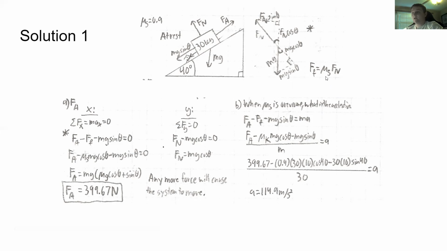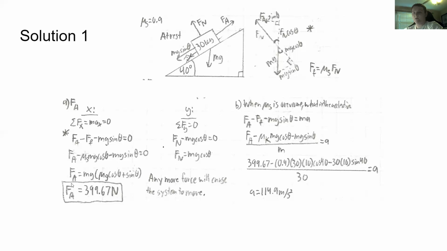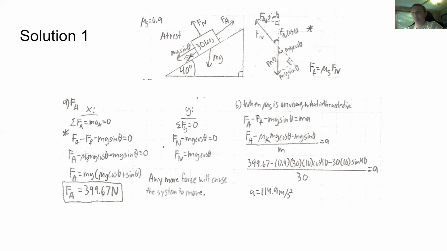Force of friction is equal to mu static times the normal force, and the normal force is equal to mg cosine of theta, using this component right here, because these cancel each other out. We put this in here, and we get this beautiful equation. We simplify it, and we get your applied force equal to 399.67 newtons, or 400 newtons. So that's the max force that you can push against the box to keep it from moving.